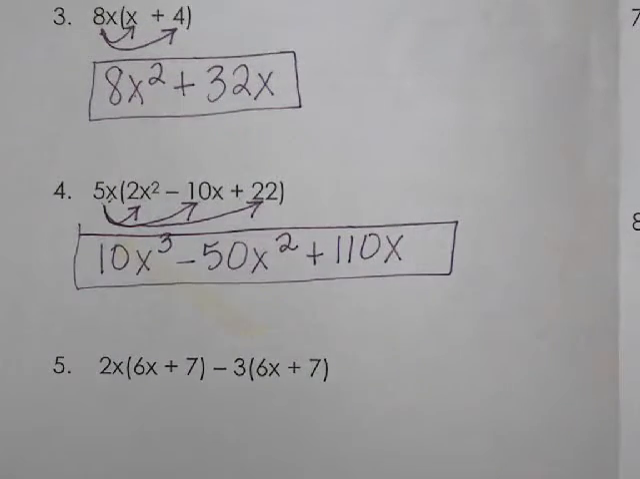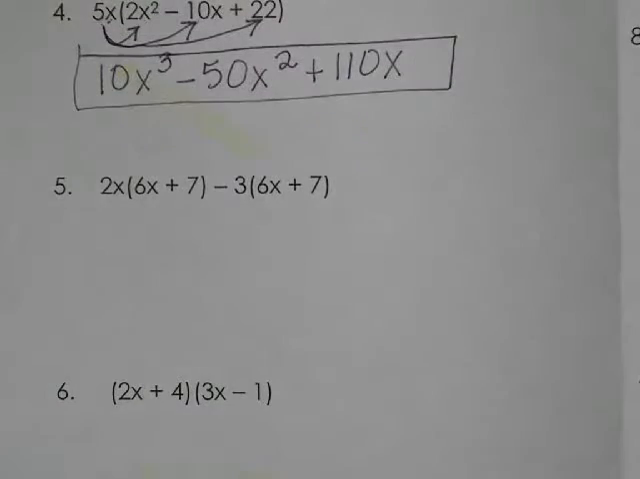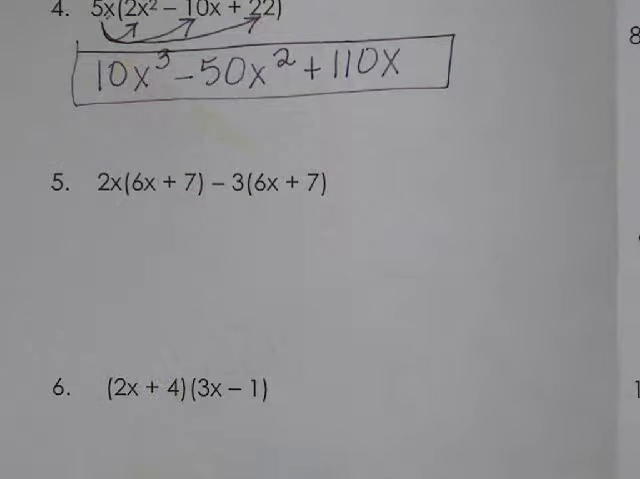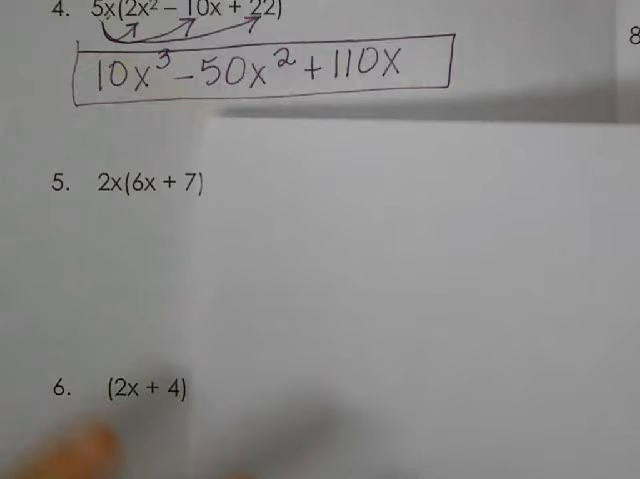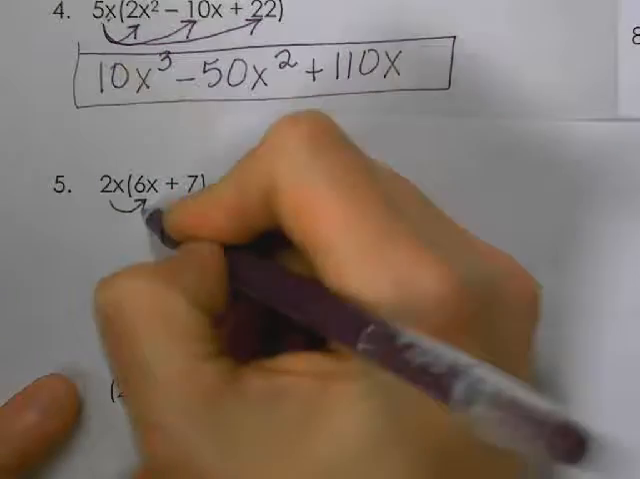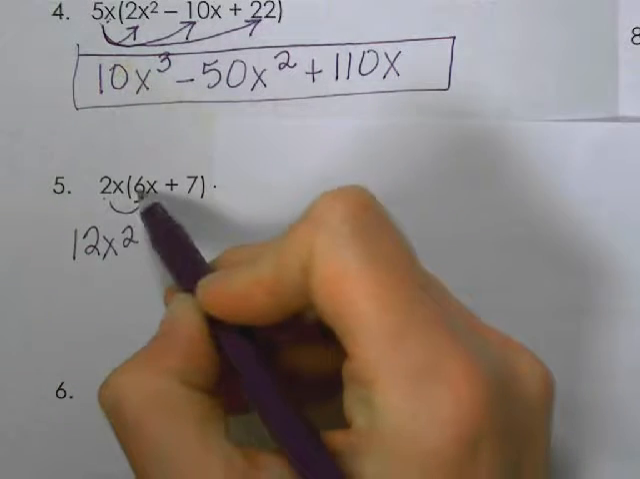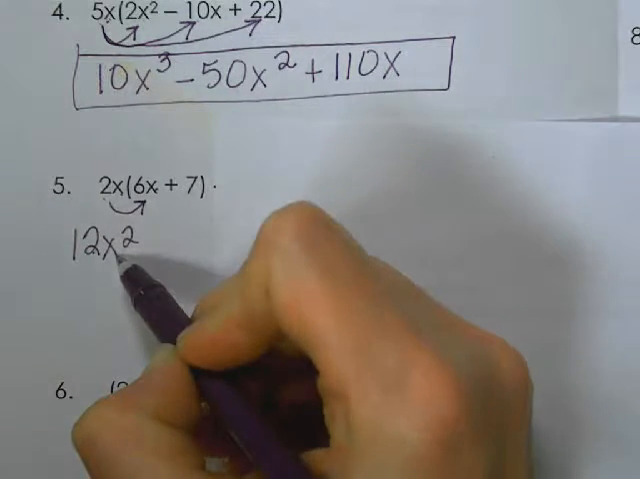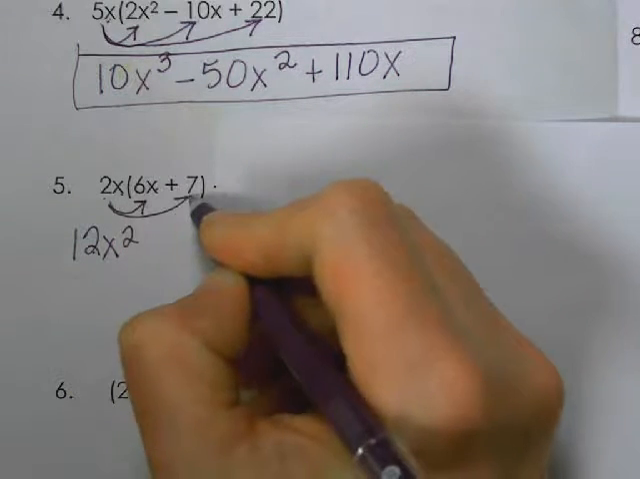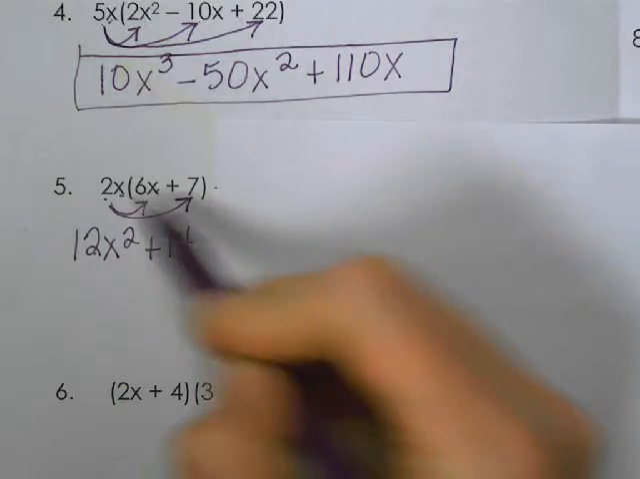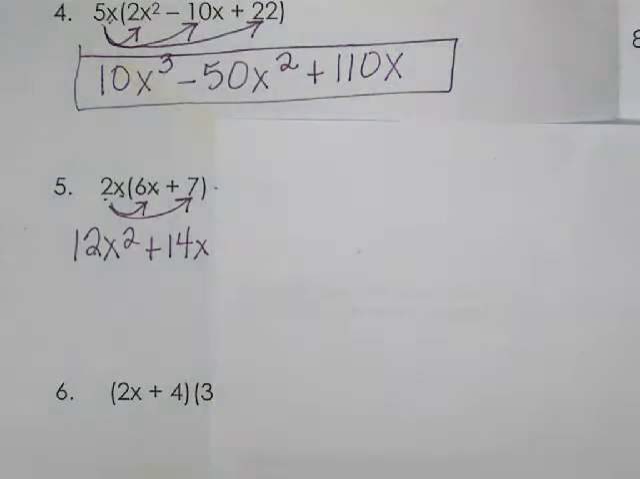Alright. Example 5 has 2 different distribution problems because there's a minus sign in between them. So we're just going to do the same thing we've been doing all year long with the distributive property. We will do the first one. 2x times 6x, which is 12x squared. 6 times 2 is 12. X times x is x squared. 2x times 7. 2 times 7 is 14. X times nothing is just plain old x.